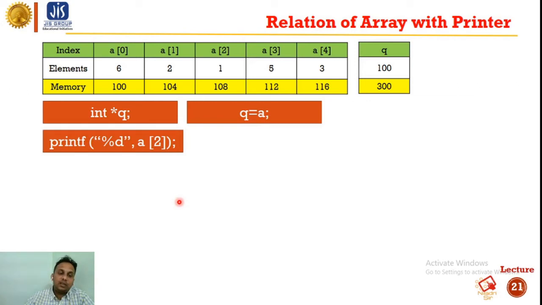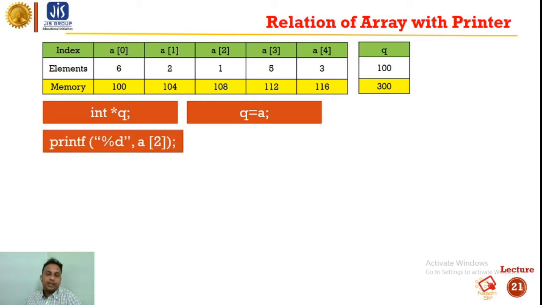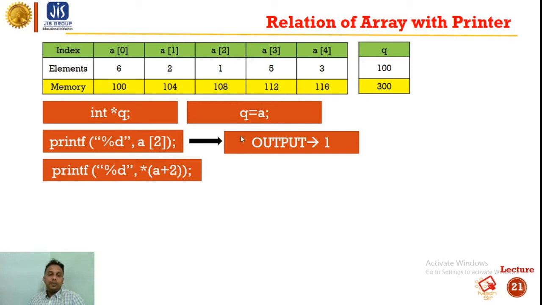Suppose we want to print this one. In pointer q, q equals a, that means q will store the base address of a. You want to print percent d comma a2, what will it print? Obviously it will print 1, as a of 2 means this one, the value of a2 is 1. So what will pointer a plus 2 print?